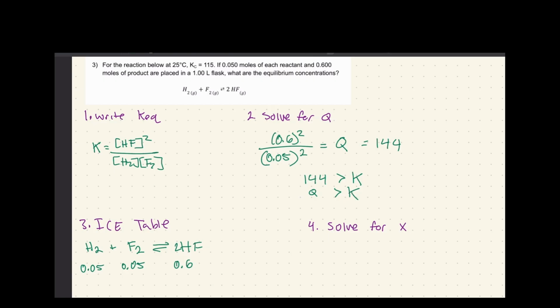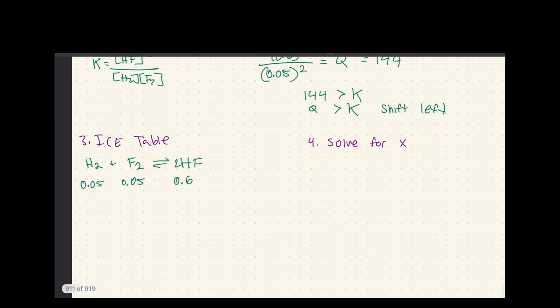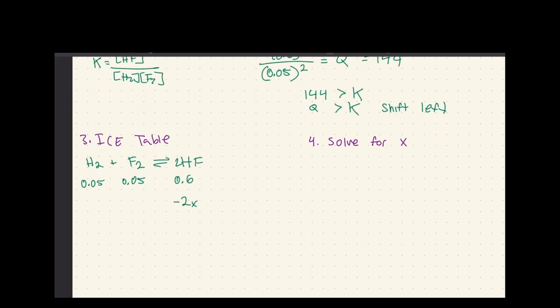I see 144, which represents Q, is going to be greater than K. So in this case, Q is larger than K. That means I have more products than I should at equilibrium. So the reaction is going to shift to the left. What this means for my ice table is that I'm going to have a minus 2x on the product side, and then plus x on my reactant side. So that means that at equilibrium, I'm going to have 0.05 plus x, 0.05 plus x, and 0.6 minus 2x.